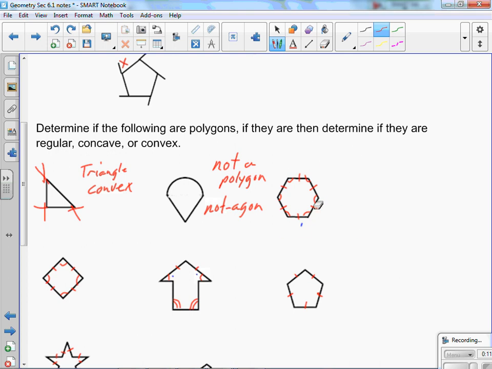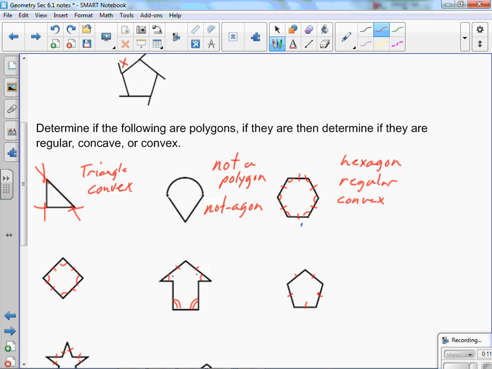All right, so next one, is that a polygon? And what kind of polygon would it be? Got 6 sides, making it a hexagon. Is it regular? All the sides, all the angles are all marked congruent, right? So it would be regular. How about concave or convex? Convex. If I extend all those sides, they're all going to stay on the outside.